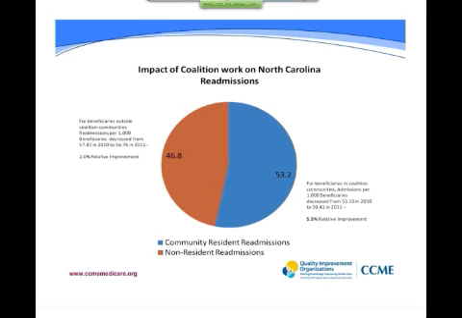We have a majority of the state covered with our work. Now is showing a 5.5 relative improvement rate in their readmissions. And that's the North Carolina story. Thank you so much for allowing us to share.